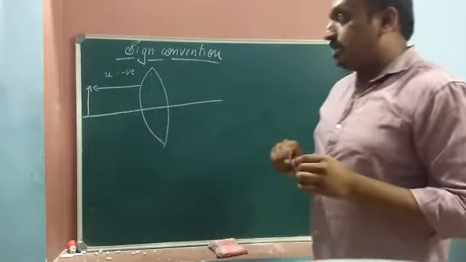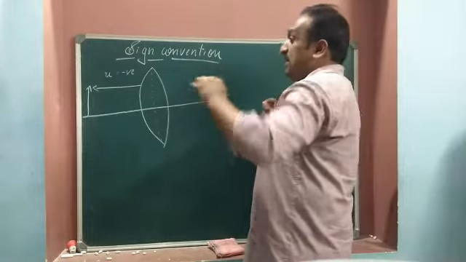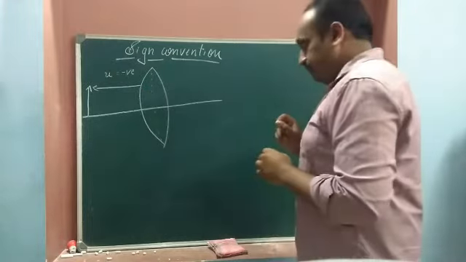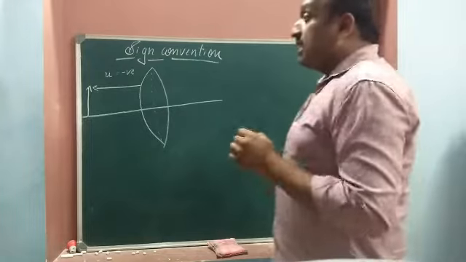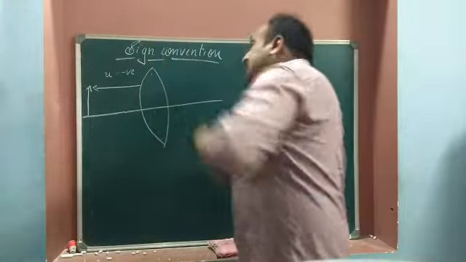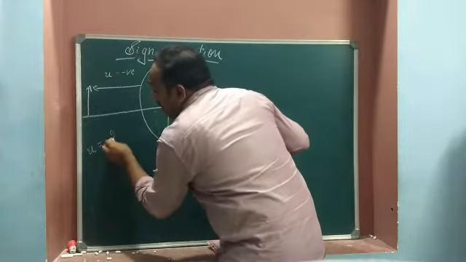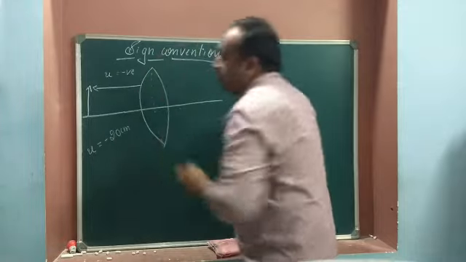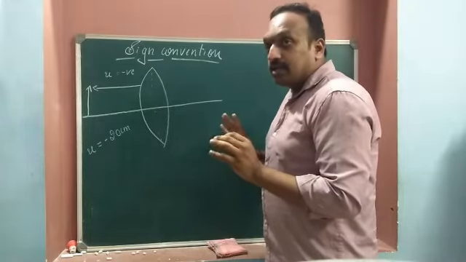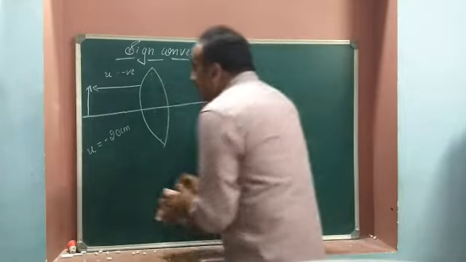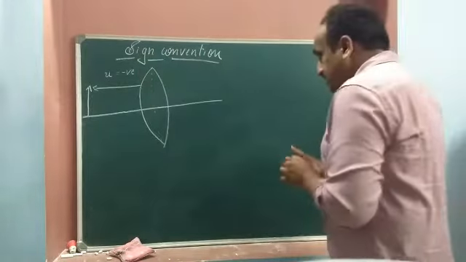For example, the object is placed at 20 centimeter behind the lens. I repeat, the object is placed at 20 centimeter behind the lens. Then you are going to take the value of U is equal to minus 20 centimeter. Is it clear now? Very good. If it is clear, then now go for image.